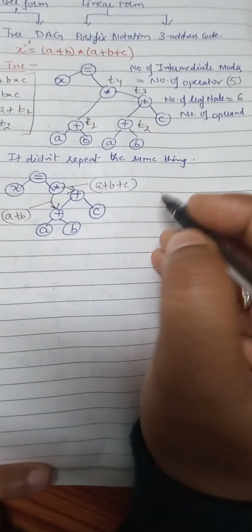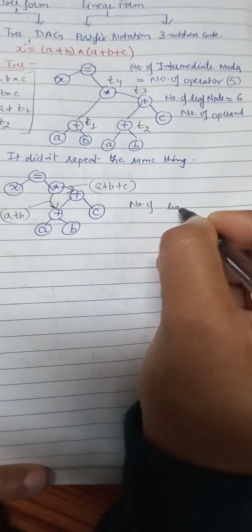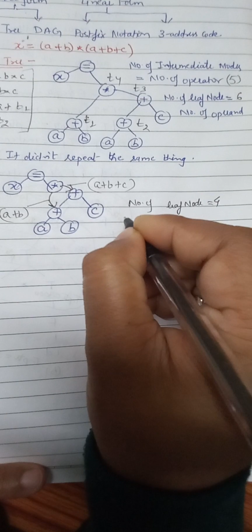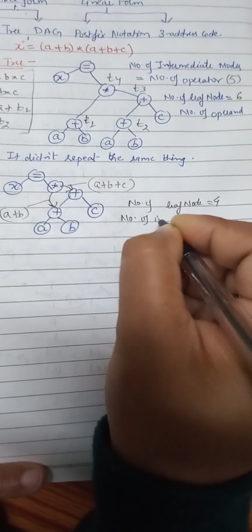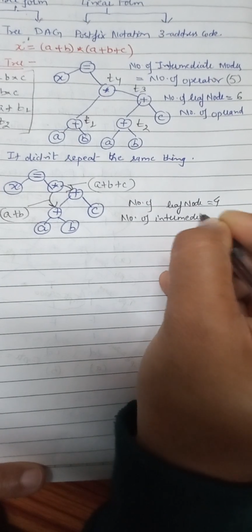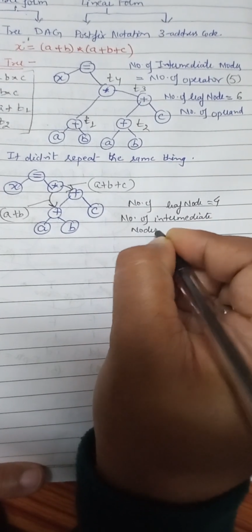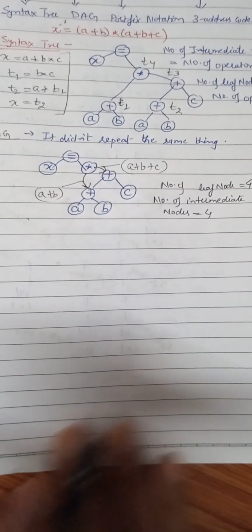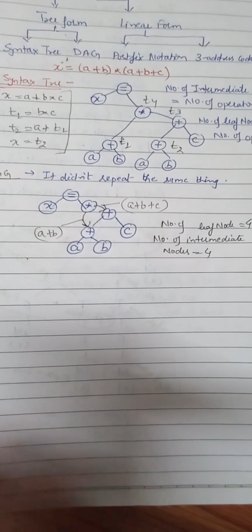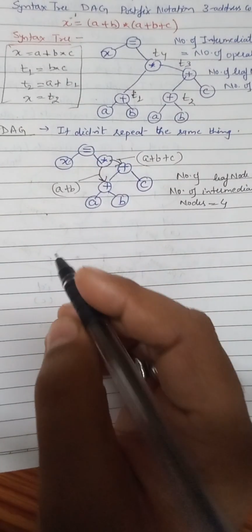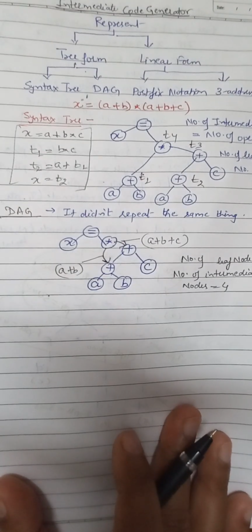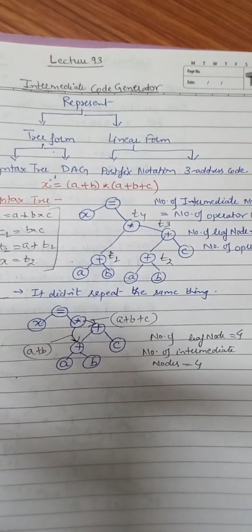So we can say the number of leaf nodes is equal to 1, 2, 3 and 4. And the number of intermediate nodes is equal to 4: 1, 2, 3 and 4. In a similar way, we can represent postfix notation also, and 3 address code also, which we will see in the next lecture.